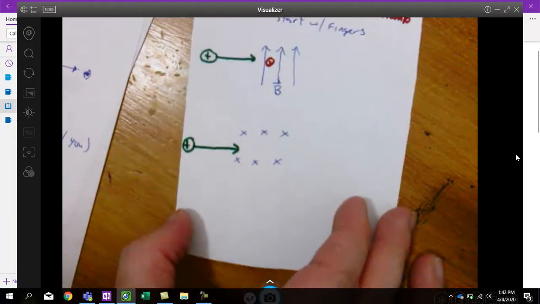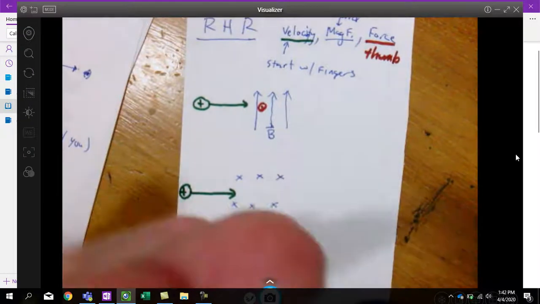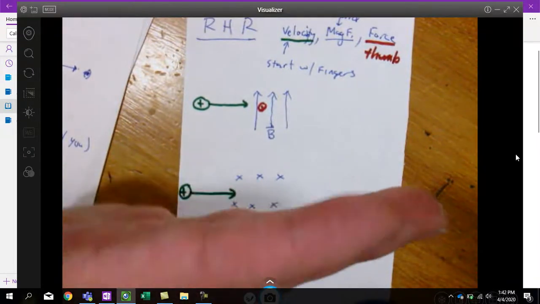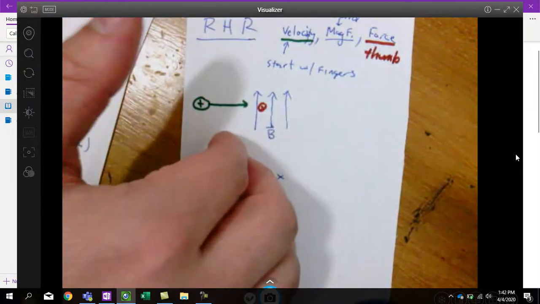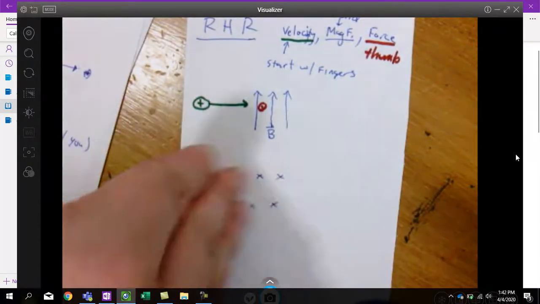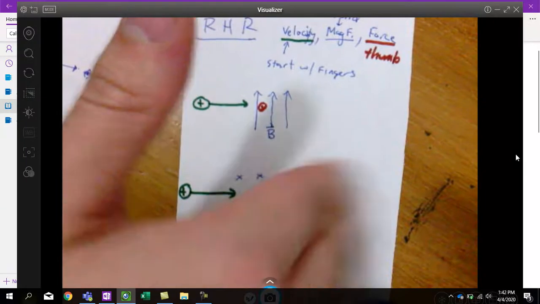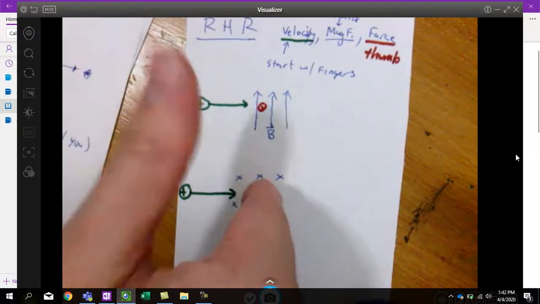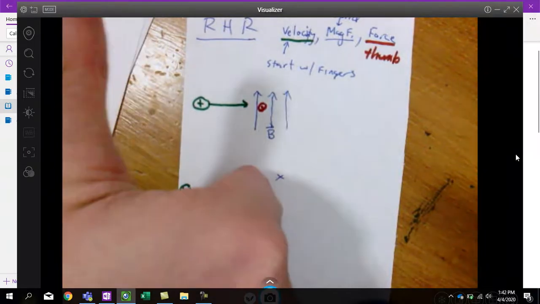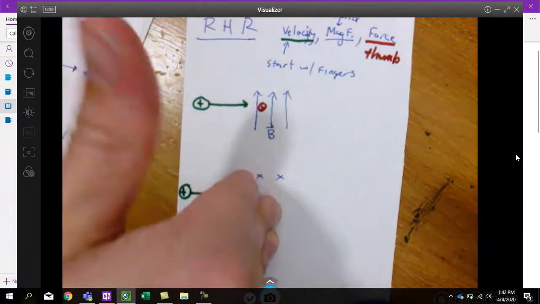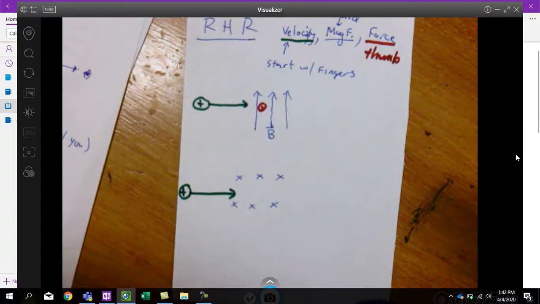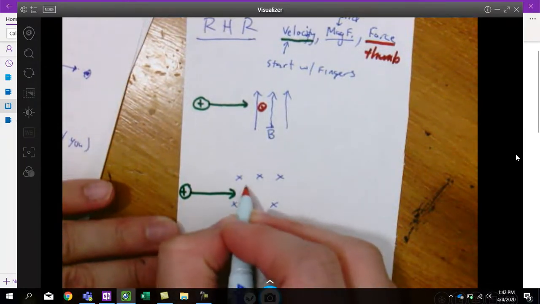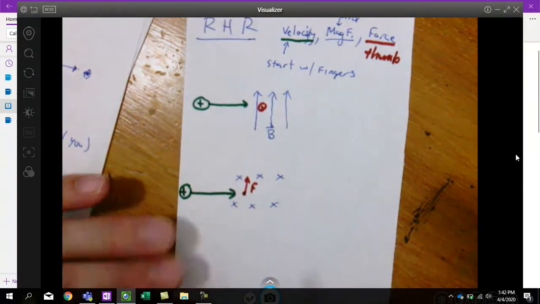Well, if we follow the rules, start with your fingers in the direction of the velocity. But to curl my fingers down into the page, I'm going to have to turn my hand palm down. So my fingers can now curl into the page, right? They were across the page. Now they're curled into the page with the X's. And you can see my thumb is pointed up the page. So I can say up would be the direction of the force. The force on this particle is going to be upward.